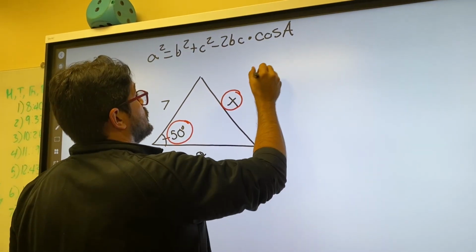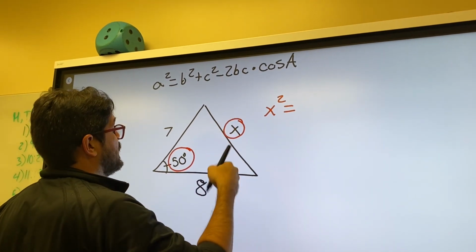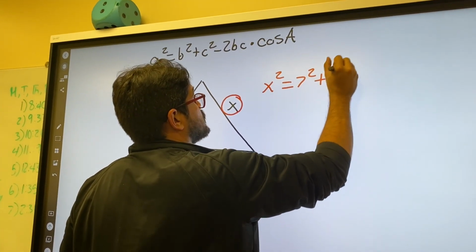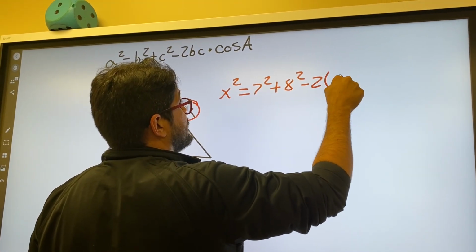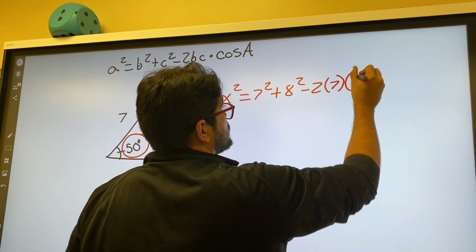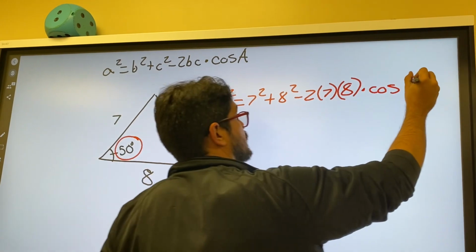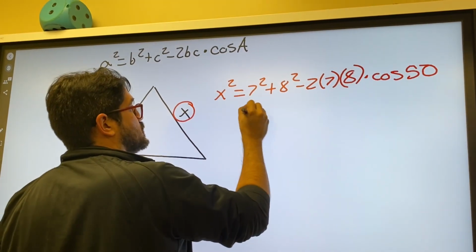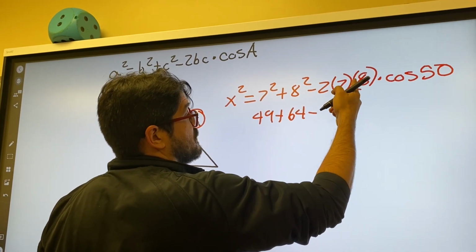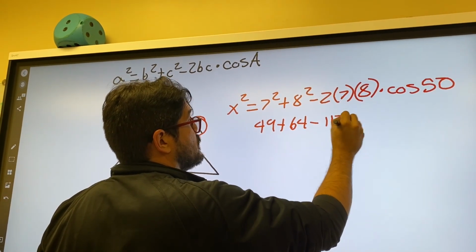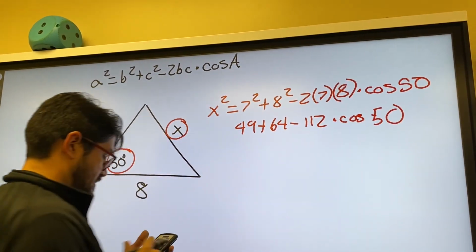So we are going to do x squared equals the other two sides, b squared and c squared. So 7 squared plus 8 squared minus 2 times b, which is going to be 7, and c, which is going to be 8, times the cosine of the angle, which is 50. This is going to be 49 plus 64. This is going to be 7 times 8, 56, times 2. That's going to be 112 times cosine 50.